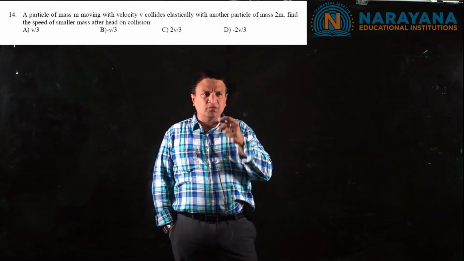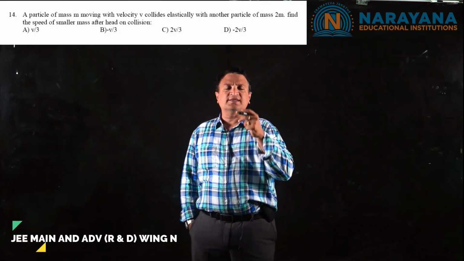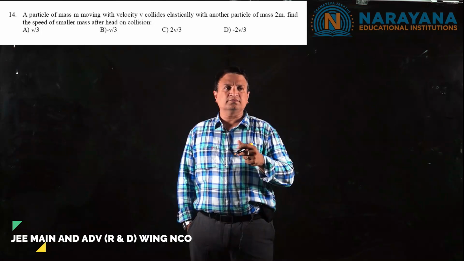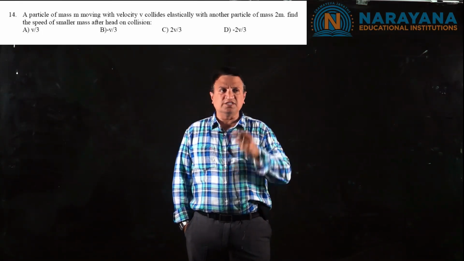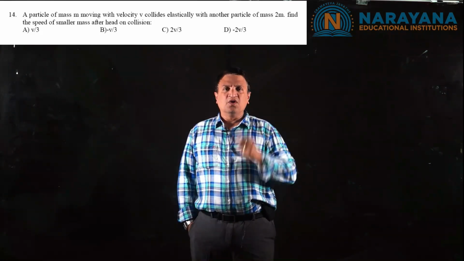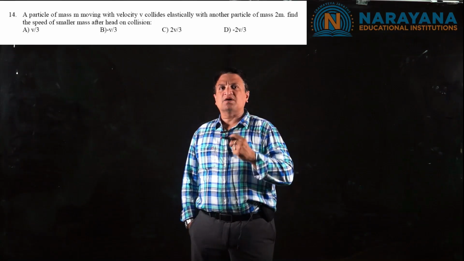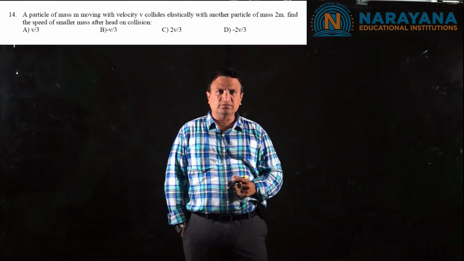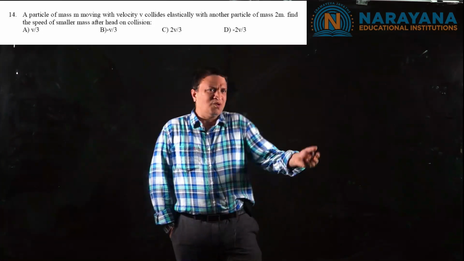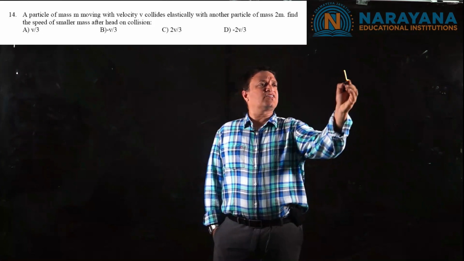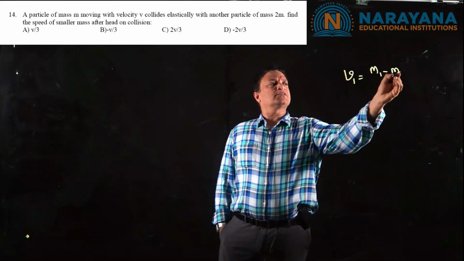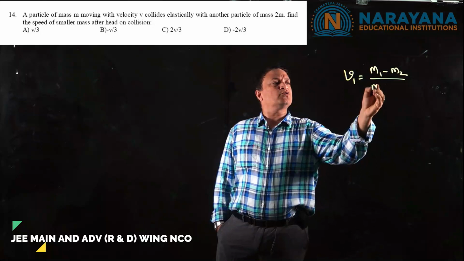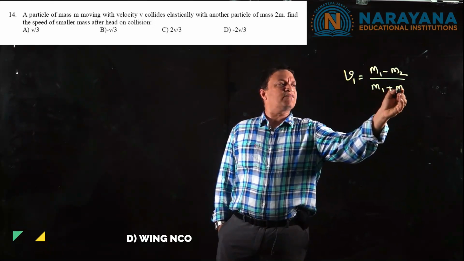In this question, it is a question related to one-dimensional head-on collision. A particle of mass m moving with velocity v collides elastically with another particle of mass 2m, which is at rest. Find the speed of the smaller mass after head-on collision, the first body in fact. We have the expression for velocity v1 as (m1 minus m2).